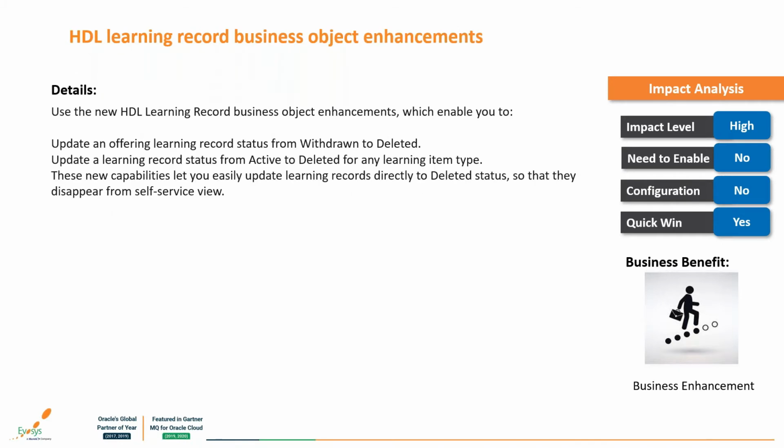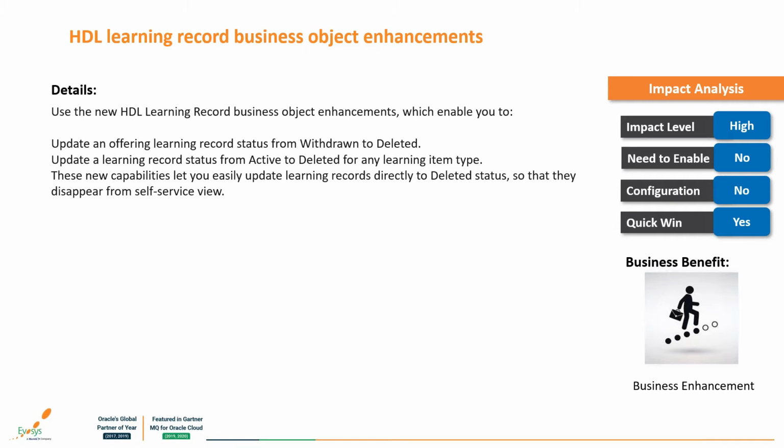Moving to the next feature, which is HDL learning record business object enhancements. You can now use the new HDL learning record business object enhancement, which enables you to update an offering learning record status from withdrawn to deleted and update a learning record status from active to deleted for any learning item type. So when a course learning record is updated from active to deleted status and has selected offerings, then both the course and the selected offering assignment records are updated to deleted status via a single row using the HDL file, unless the course was assigned separately.